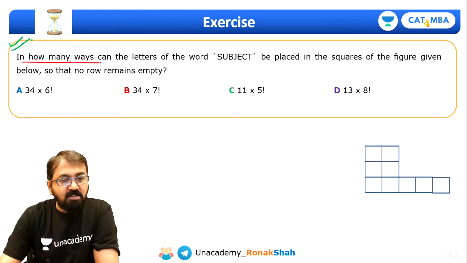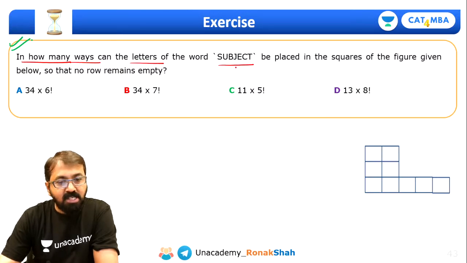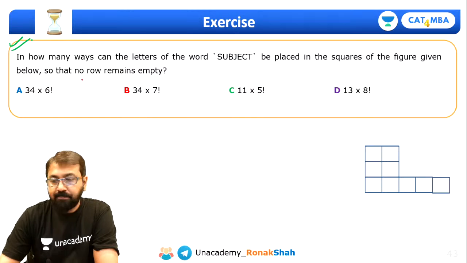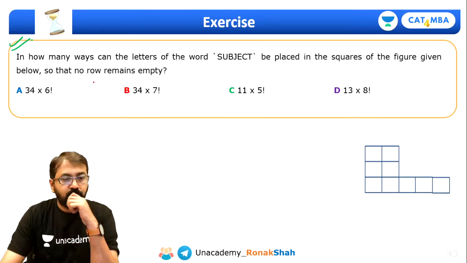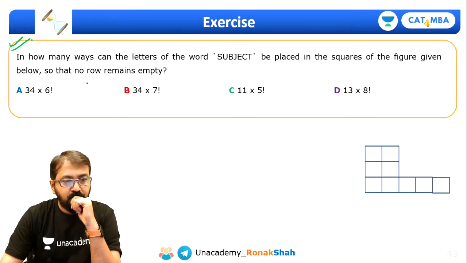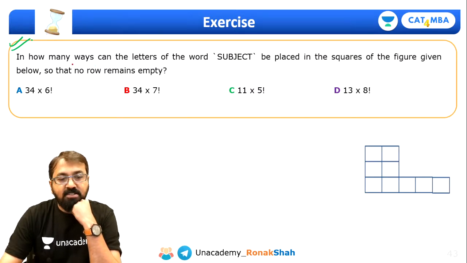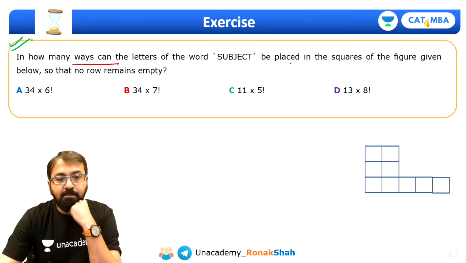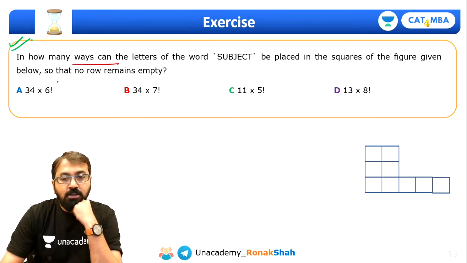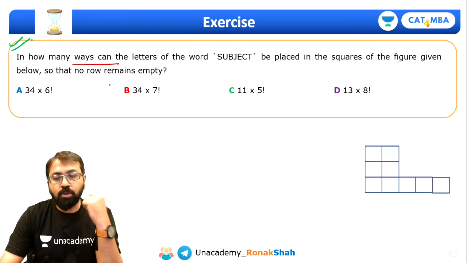In how many ways can the letters of the word subject be placed in the squares of the given figure below so that no row remains empty?